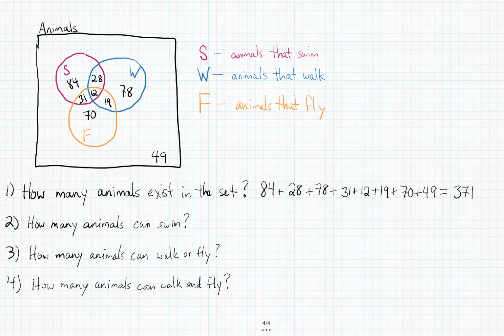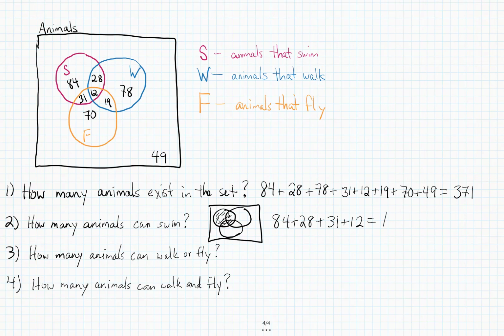Now moving forward from there, we can start indicating different sorts of scenarios, like how many animals can swim. If we want to find the cardinality of the swim set, we need to figure out which circle we are looking at. It's going to be this red circle completely shaded in, and you can kind of see that here. Now in this case, what are those numbers involved there? Well, we have 84, we have 28, we have the 31 and 12. And if you add all those up, we get 155 as our final answer there.